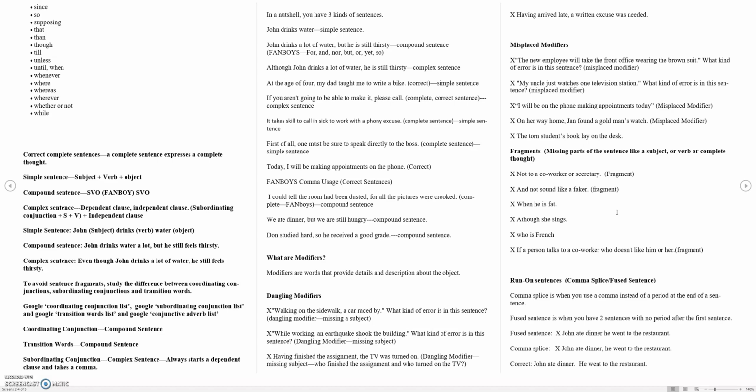Then you go on to run-on sentences and comma slices. A comma slice is when you use a comma instead of a period at the end of a sentence. A fused sentence is when you have two sentences with no period after the first sentence. So a fused sentence would be, John ate dinner, and there's no period, he went to the restaurant. A comma slice is, John ate dinner, comma, he went to the restaurant. So the correct way of doing it is, John ate dinner, period, he went to the restaurant.